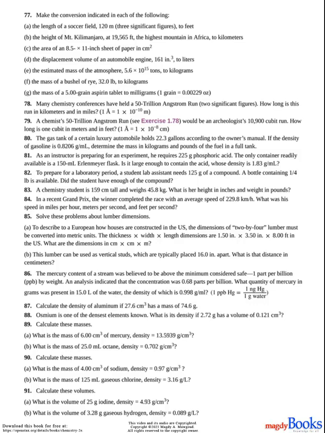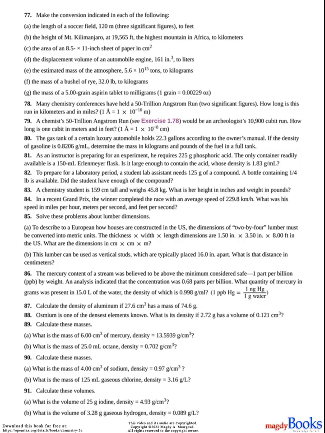80. The gas tank of a certain luxury automobile holds 22.3 gallons according to the owner's manual. If the density of gasoline is 0.8206 gram per milliliter, determine the mass in kilograms and pounds of the fuel in a full tank. 81. As an instructor is preparing for an experiment, he requires 225 gram phosphoric acid. The only container readily available is a 150 milliliter Erlenmeyer flask. Is it large enough to contain the acid, whose density is 1.83 gram per milliliter?